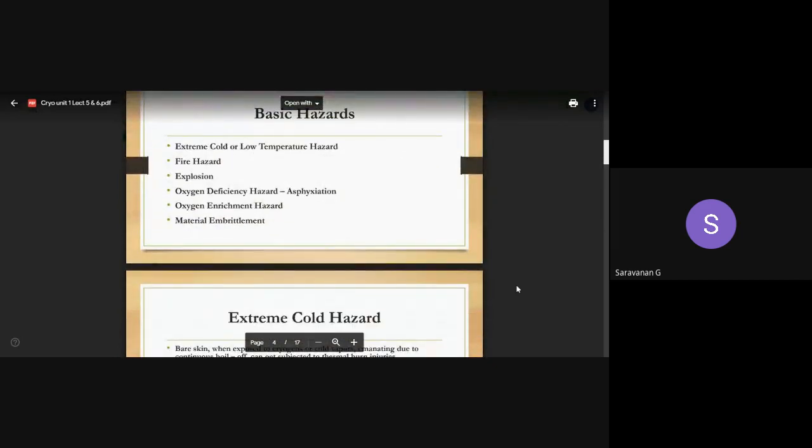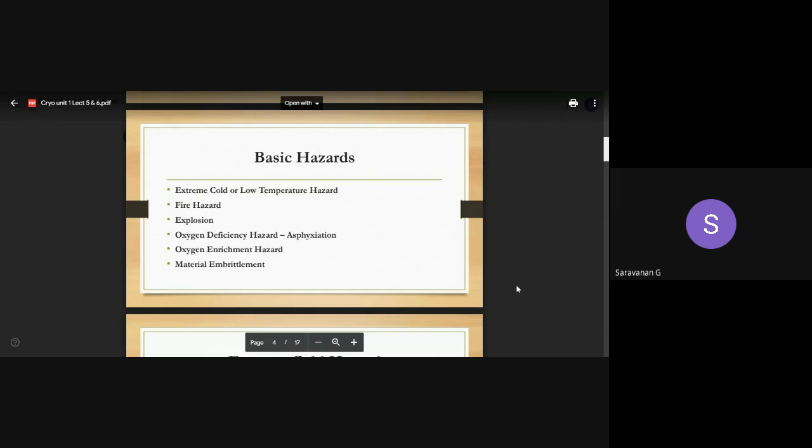Once again, I'm summarizing the system. Cryogenic fluids deal with very extreme low temperatures, in storing, transporting, and handling. All three areas are very important. Whenever they are handled by skilled laborers, human beings, a lot of hazards can occur. They are like extreme cold or low temperature hazard, direct reaction on the human body, any body system, the eyes, the tissues, wherever it may react.